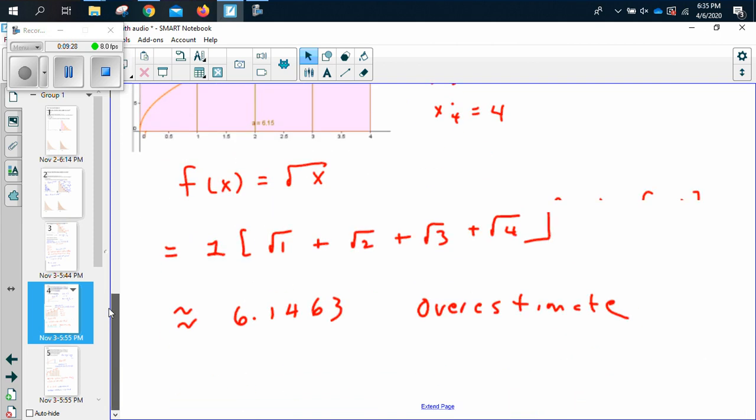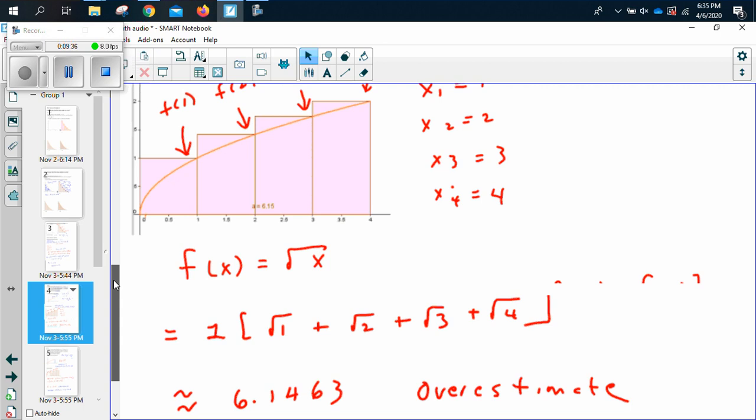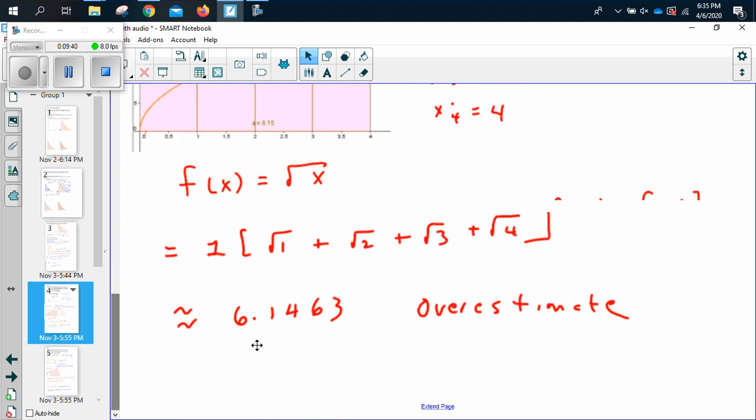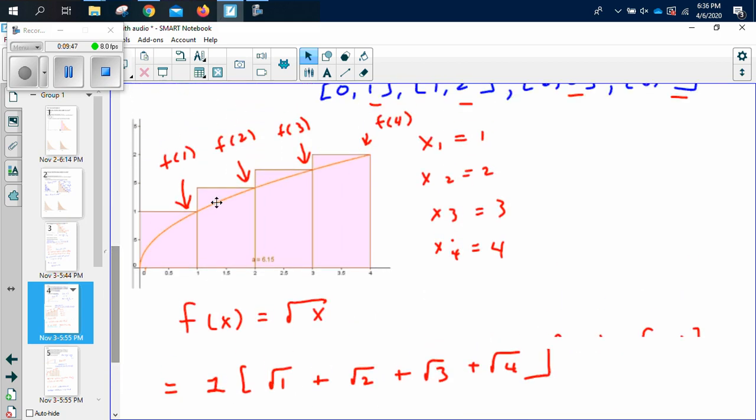Now the function is square root of x, and delta x is 1. So I just go delta x, and I put each of the x's into my function. So I put square root of 1, square root of 2, square root of 3, square root of 4. And I get this value for an estimate for the area. Now it is an overestimate because I see that this area that I'm adding in is more than the area that's under the curve.